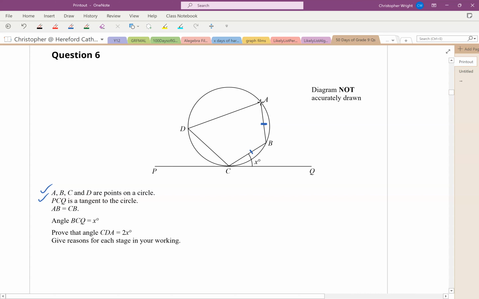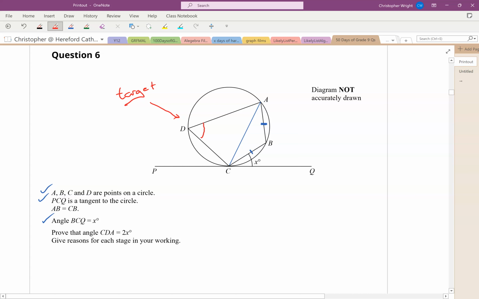Okay, let's draw this point here. Now I've drawn that, I can see we might be dealing with the alternate segment theorem as well. Angle BCQ is x, that's labelled already. Prove that angle CDA, that's this angle here, so that is our target, equals 2x.